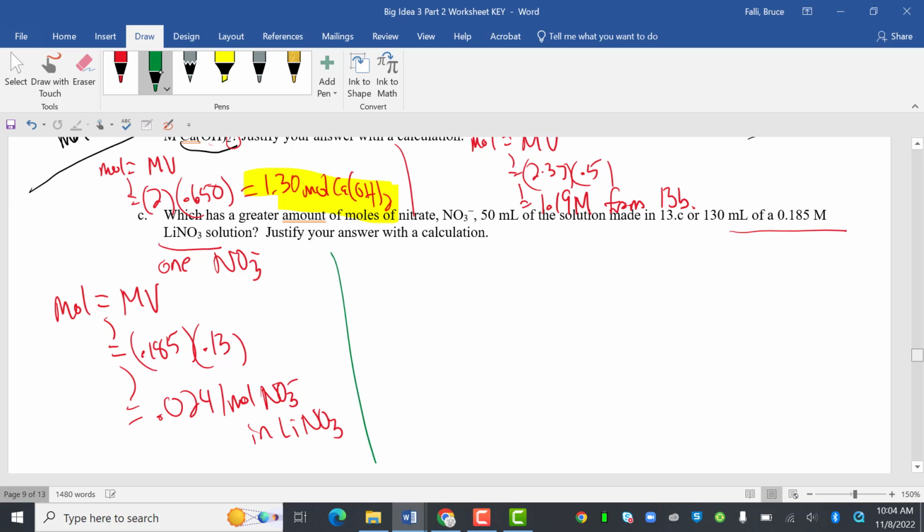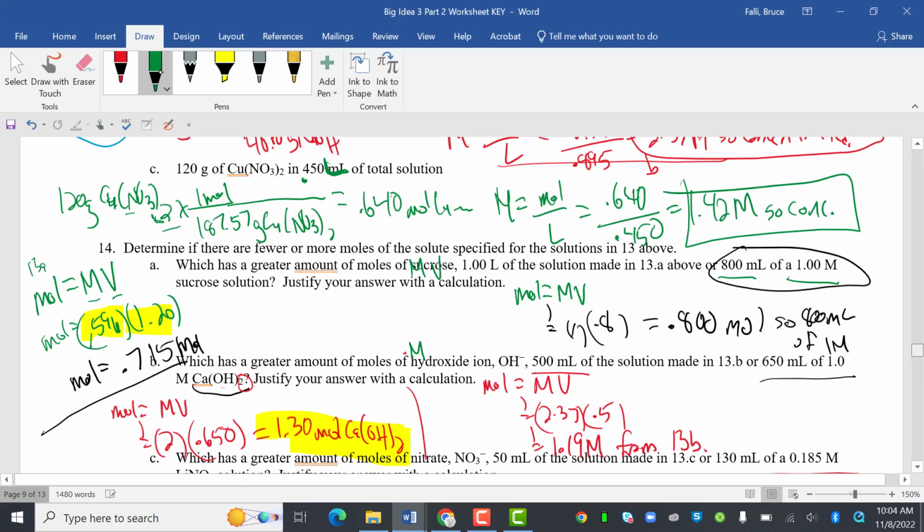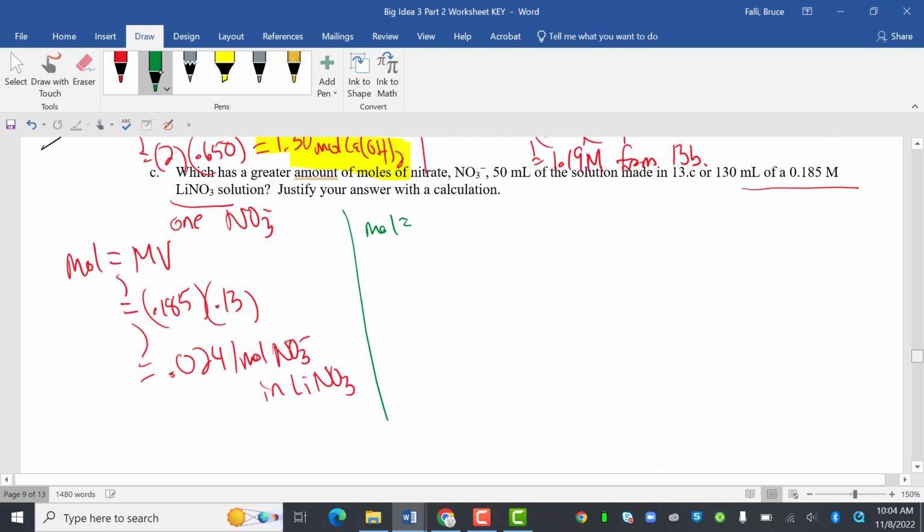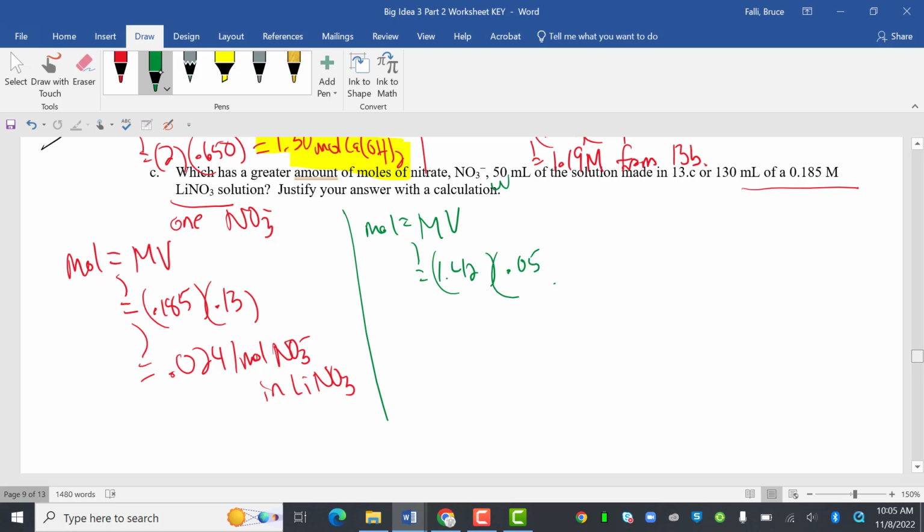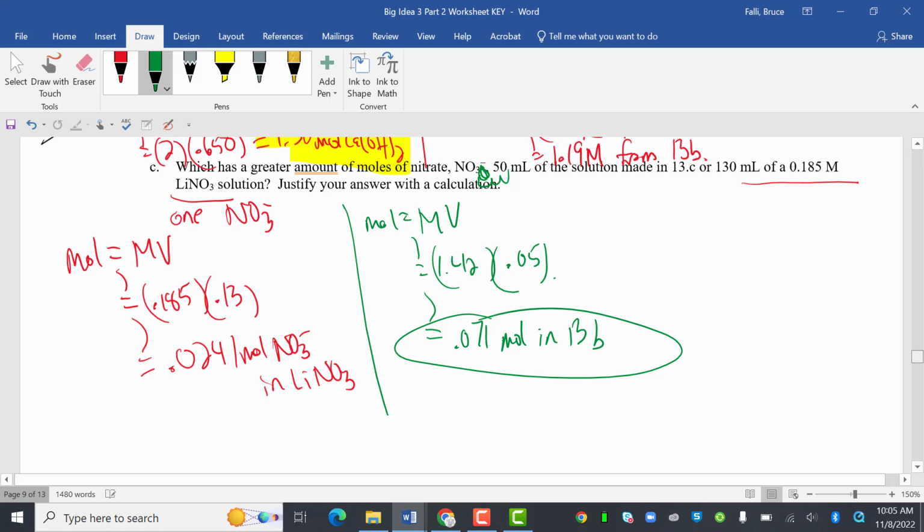My other one is going to be 50 milliliters, so moles equals MV, so let's see, 13C. We had 1.42 molar, and my volume was 50, which is 0.05. I have a feeling this one might not win. 1.42 times 0.05 is 0.071 in 13B. So which one won? 0.071 won.